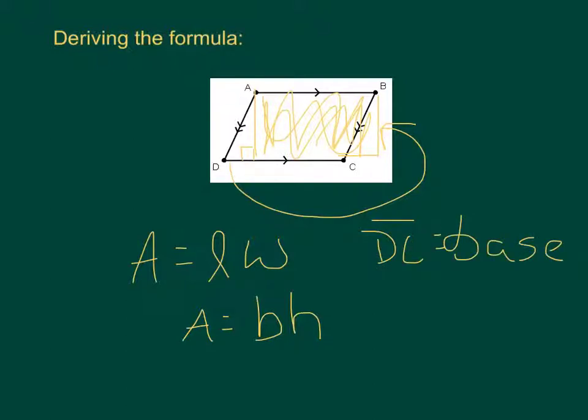The height is the perpendicular line drawn from point A all the way down to line segment DC. So the altitude of the triangle that we drew, or the height of the triangle, is the height of our parallelogram. Please take a moment to pause this video and record how to derive the formula for the area of a parallelogram in your notes.